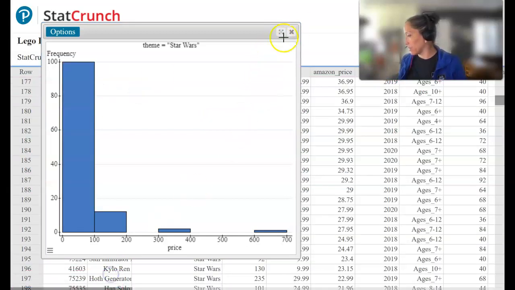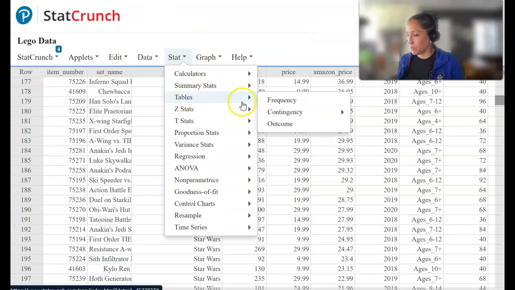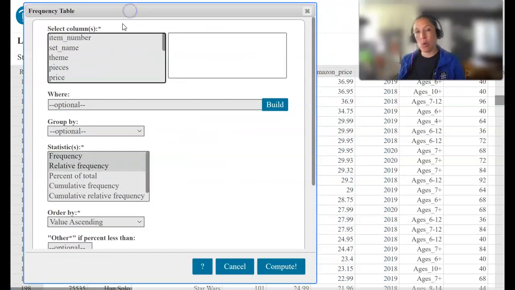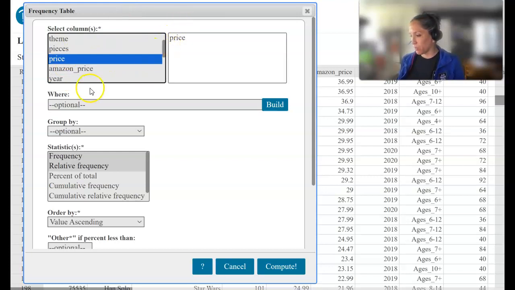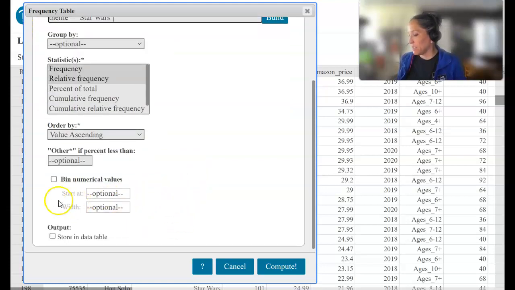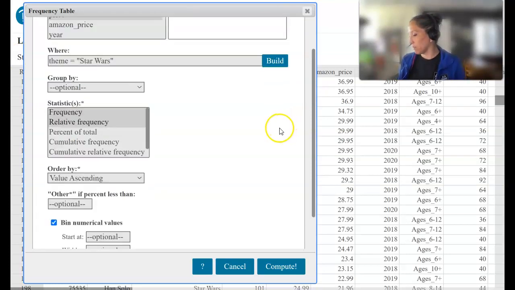Let me clear out all this pink highlighted stuff. If I wanted to, I could come in here and do a table. A frequency table just counts things up. It's a little bit weird to do with a quantitative or numeric variable, but it can still work. So I'm going to do price. I have to tell it to use the Star Wars Legos only. Normally, this would just tally up a categorical variable for me, but unfortunately, price is numeric.